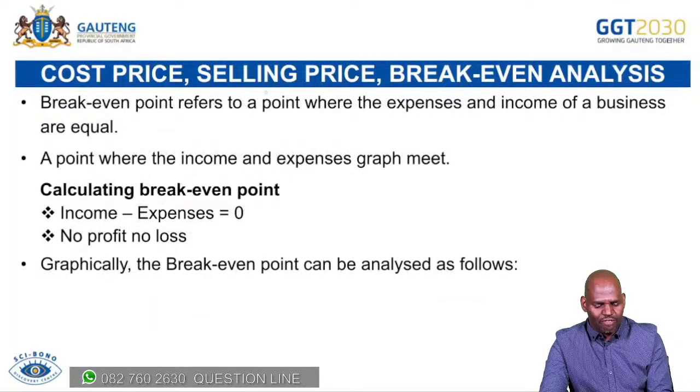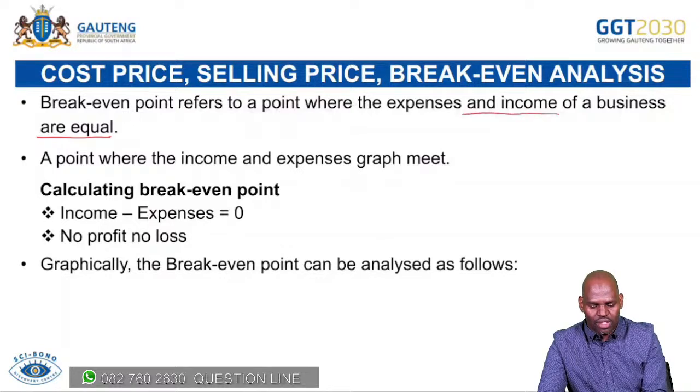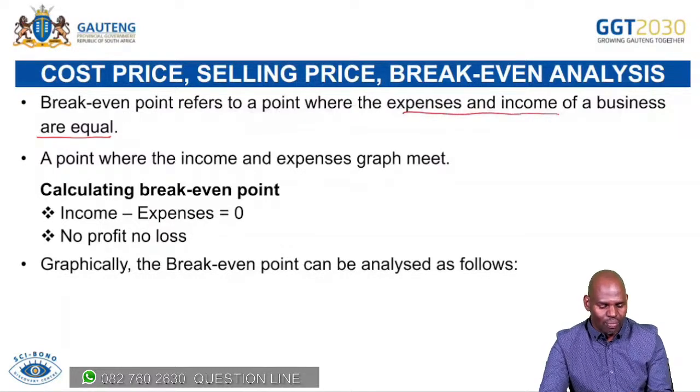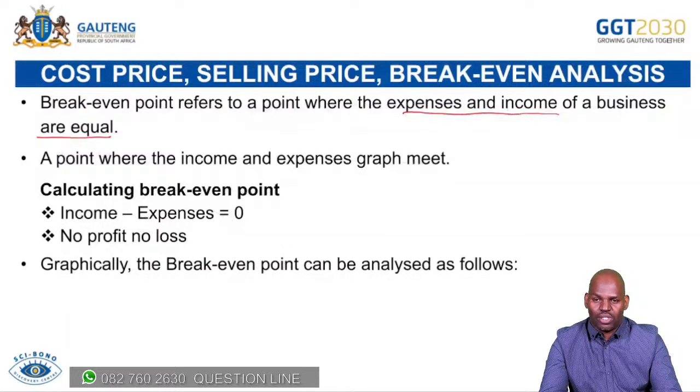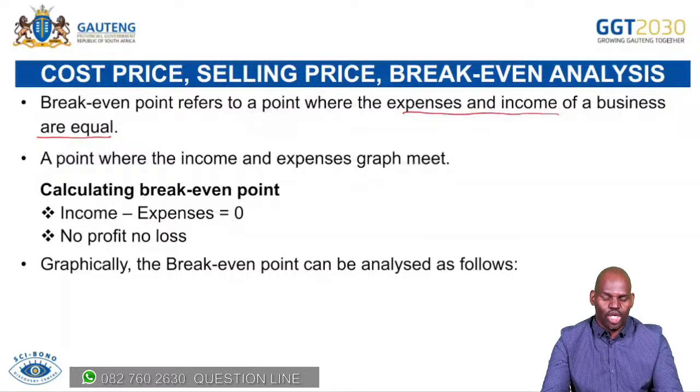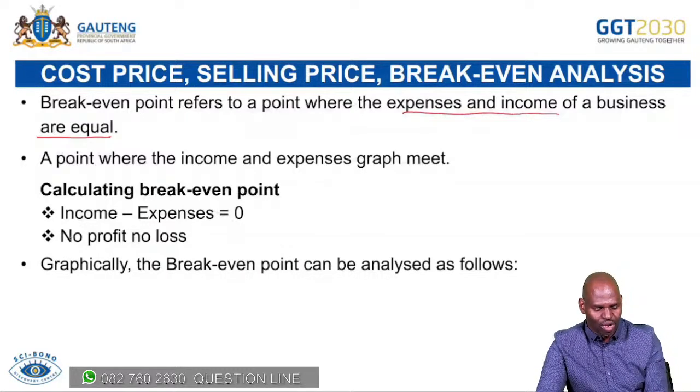And then break-even point refers to a point where expenses and income of a business are equal. So in this case, there's no profit. On the graph, it's a point where the income and expenses graphs meet. Calculating break-even point, income minus expenses will be zero. So in other words, if you've got a break-even point, the amount of income, when you subtract the amount of expenses, you must always get zero. So we'll say there's no profit or there's no loss.